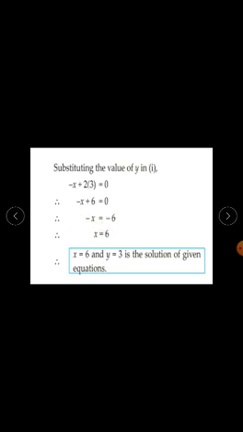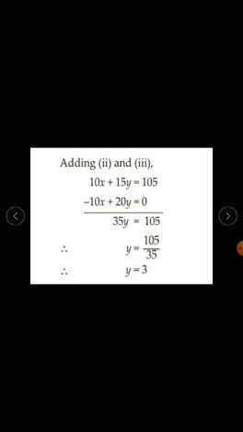Now, cancel minus from both sides. Therefore, x equal to 6. So, x equal to 6 and y equal to 3 is the solution of the given equations.